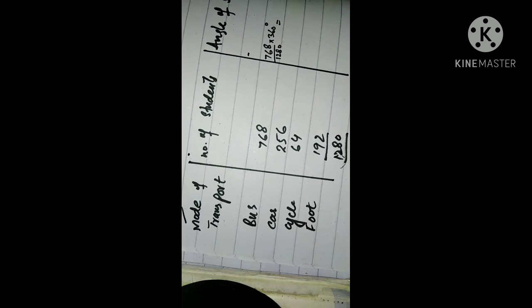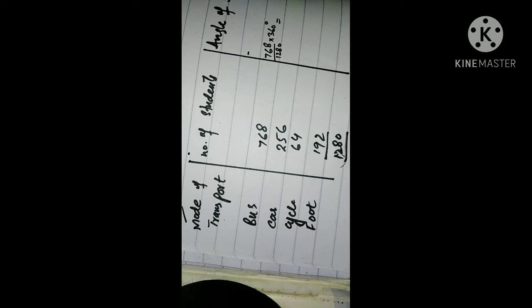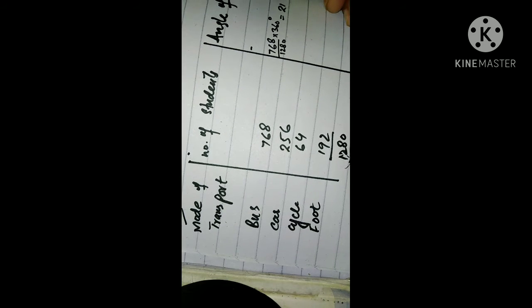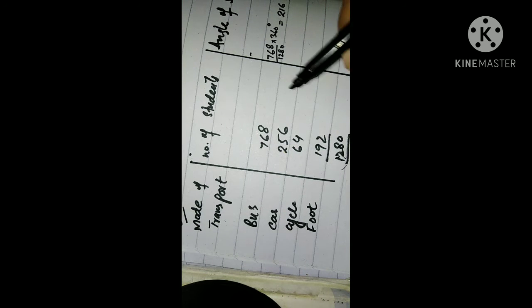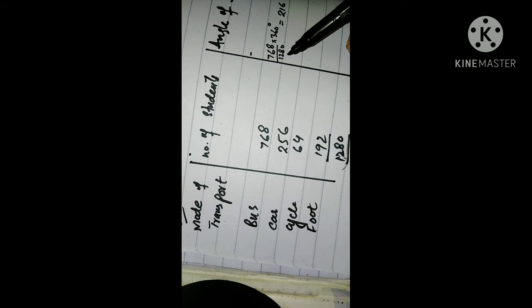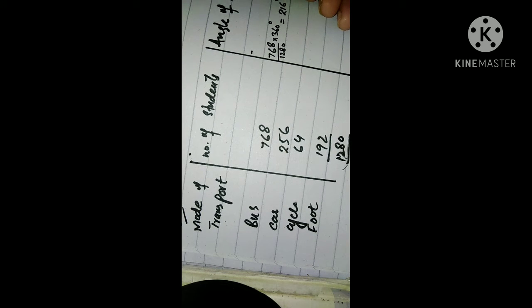So what will you get? 768 divided by 1280, and when you multiply it with 360, you will get 216. Students, remember that a complete circle is equal to 360 degrees. That's why we are multiplying with 360 degrees to find the angle of sector. For drawing the pie chart, we need the angle of sector for each mode of transport. So here we found that it's 216 degrees.